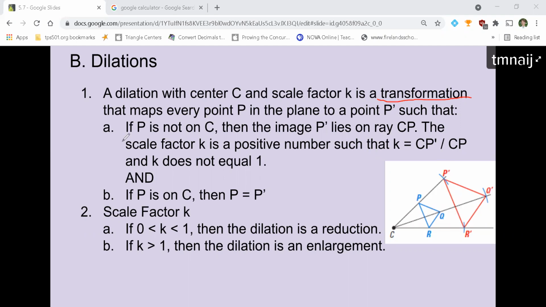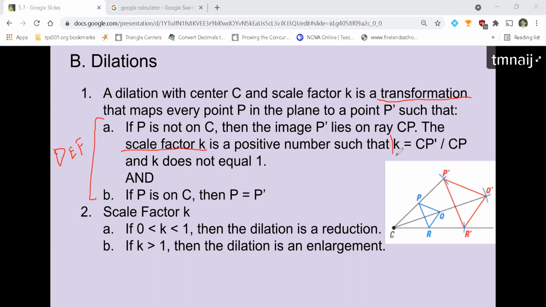The definition is listed here. This is your definition. And again, it's more complicated than you would probably like, but that's because we have to avoid all synonyms. We can't use shrink, enlarge, bigger, smaller, any of those. What a dilation will do is it will take a point. If it's not on the point you're dilating on, then it will create a new point P prime by multiplying this distance CP by a scale factor K.